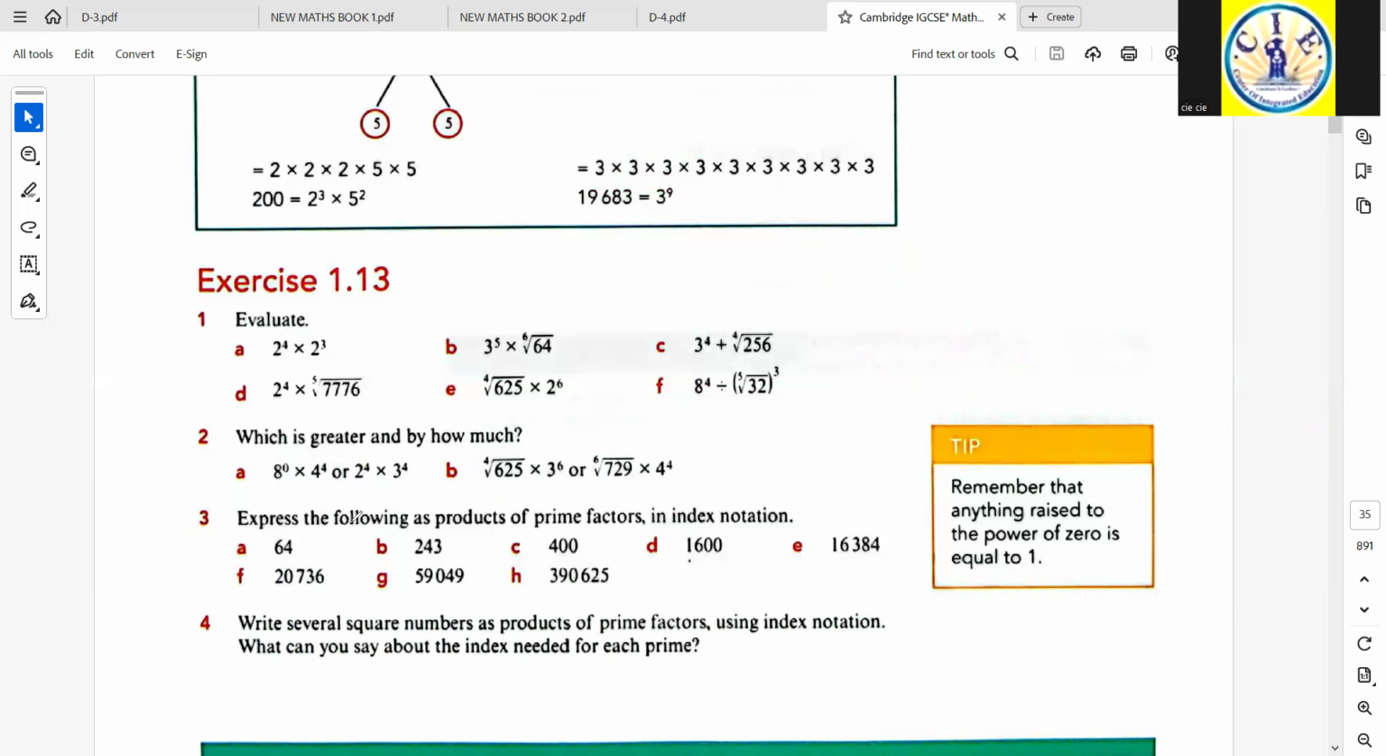For these question number 1 and 2, we are done with the concepts which involve the index notation. So that's how that was question number 1 and 2.